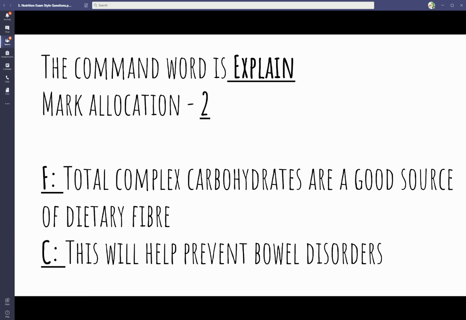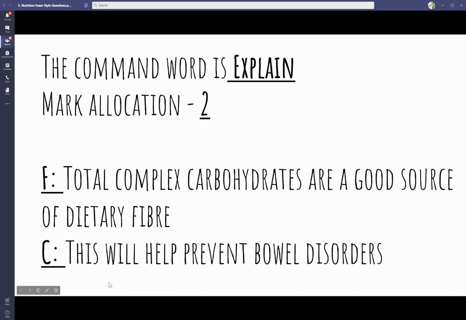Quite often people give far too much information and they tend to waffle, and time is very important in these exams. And that is an example of one way that one point of this, you would need to do 2 of these fact consequences in order to get your 2 mark allocation. If you provide this amount of information, you are only going to get 1 mark awarded. So you have to give me another fact about total complex carbohydrates and a consequence of how that would help increase benefit to health.